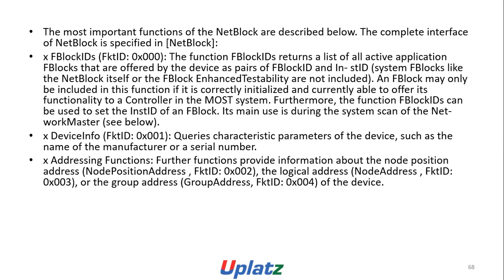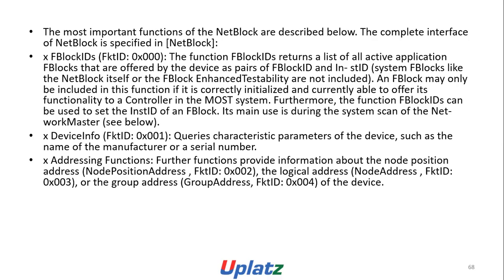FBlock IDs, FKT ID 0x00. The function FBlock IDs returns a list of all active application FBlocks that are offered by the device as pairs of FBlock ID and instance ID. FBlocks like the NetBlock itself or the FBlock Enhanced Testability are not included, and an FBlock may only be included in this function if it is correctly initialized and currently able to offer its functionality to a controller in the MOST system. Furthermore, the function FBlock IDs can be used to set the instance ID of an FBlock. Its main use is during the system scan of the Network Master.